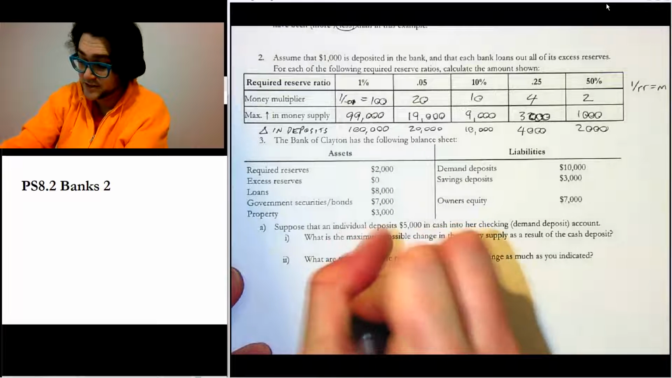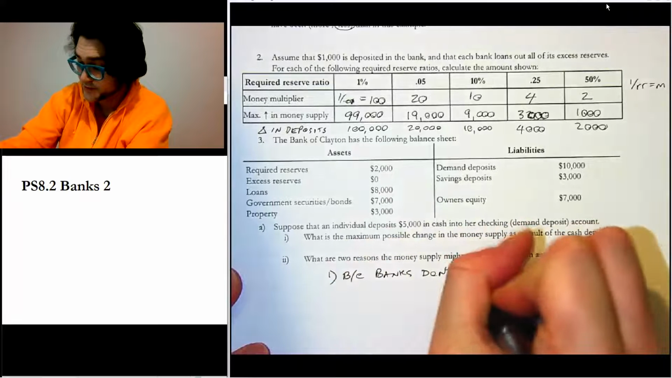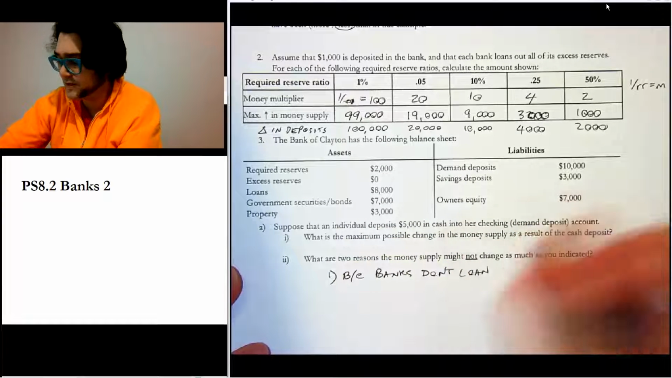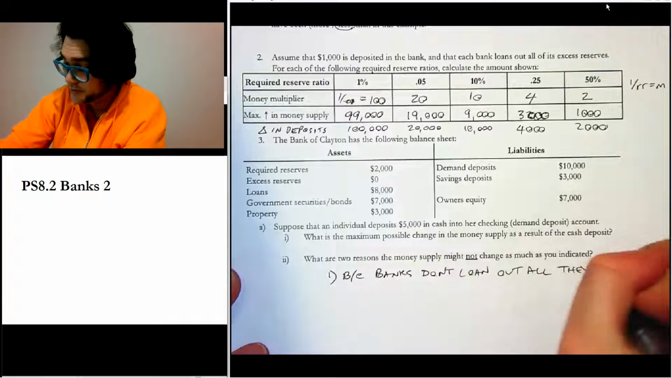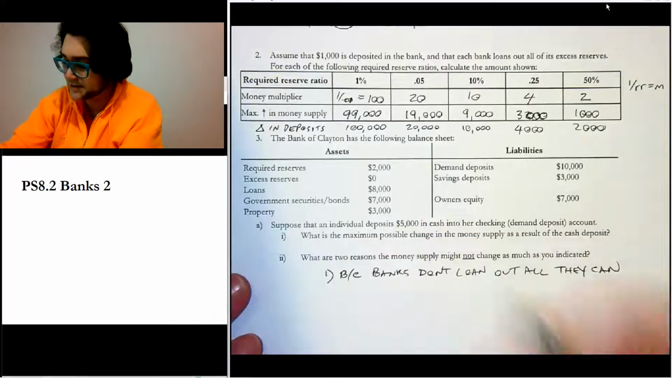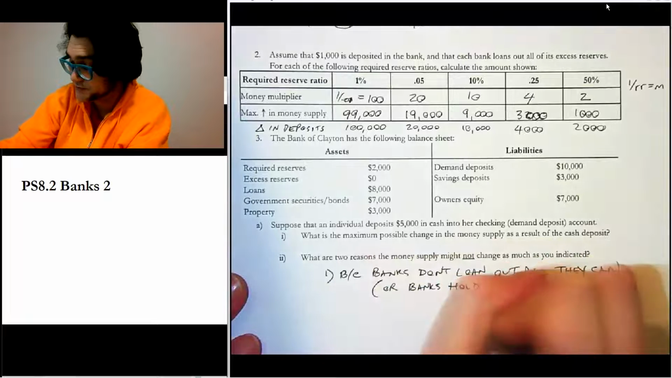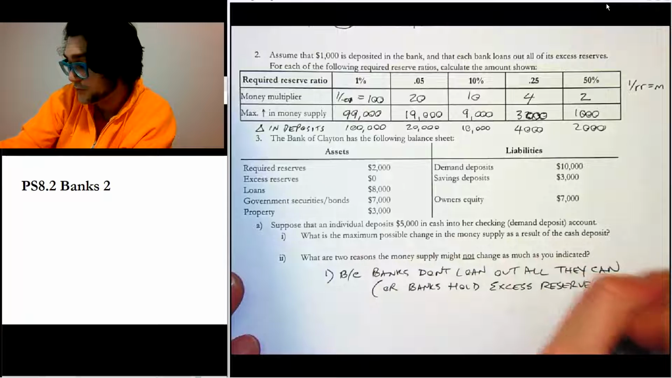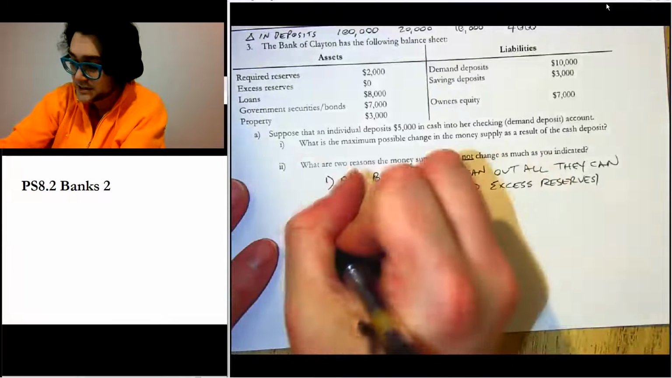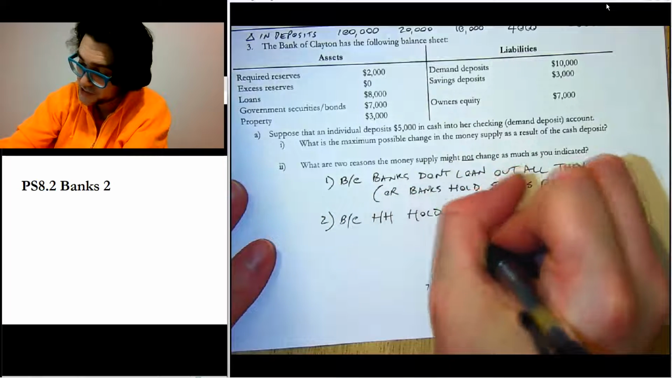We could just say, because banks don't loan out all the money, and technically loan is a noun and the verb is lend, but whatever. Loan out all they can. There's multiple ways you could say this. You could say banks hold excess reserves, right? That's another way of saying exactly the same thing. But if you wrote both of those statements together, that's not correct because you're not really identifying 2 different reasons. The second reason would be because households hold cash.